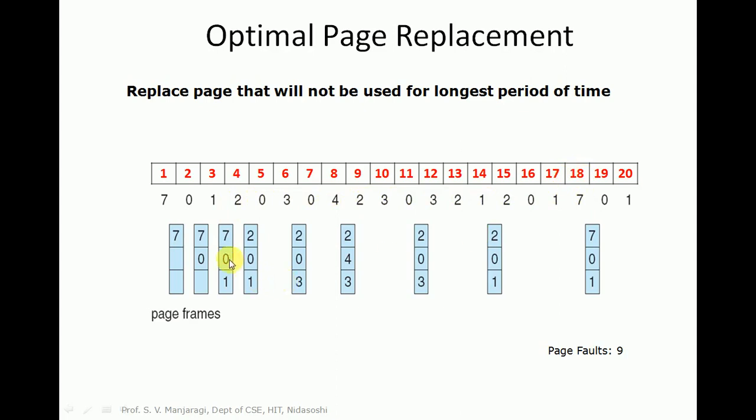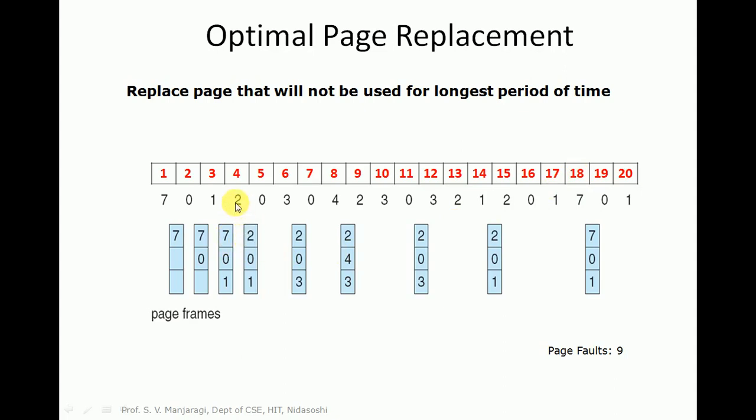Next you take 0. For 0, what is the future reference? It is 5. And next we take 1. From here, what is the future reference for 1? It is 14. And which page has the longest reference? It is 7, which has 18. So we need to choose page 7 for replacement. So page 7 will be replaced by 2 here.